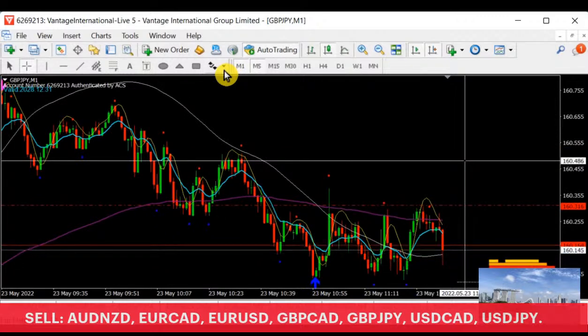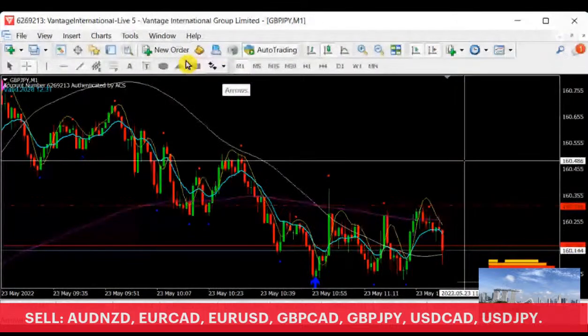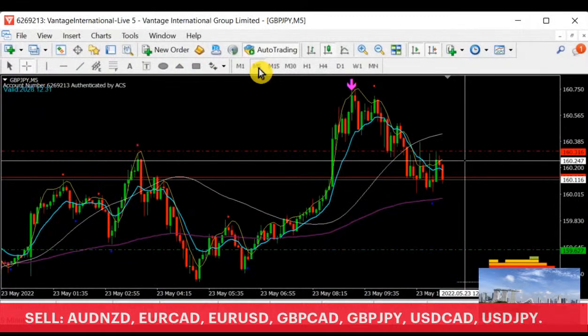Right now on M1, I lower down to a smaller time frame to look into the details. Let's see. Still trying hard, still moving. Yes, we are still going on good. We are still moving towards creating a lower low.